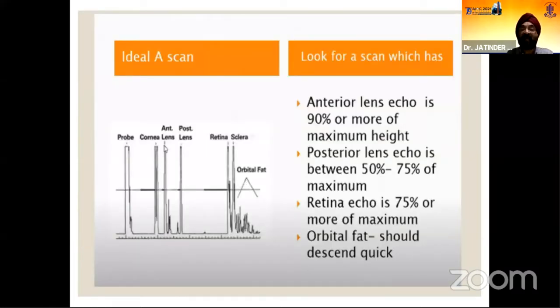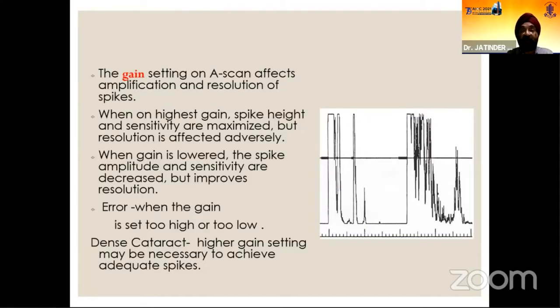And what is the ideal A-scan we are looking for? Anterior lens echo, if it is 90%, the posterior lens echo should be 50 to 70% of the maximum height, and retinal echo should be 75%. And we have to see that after the scleral spikes, the orbital fat spikes should descend very quickly. The gain is very important. Too high or too low a gain, if it is kept, will lead to error, although we require higher gains in dense cataract.